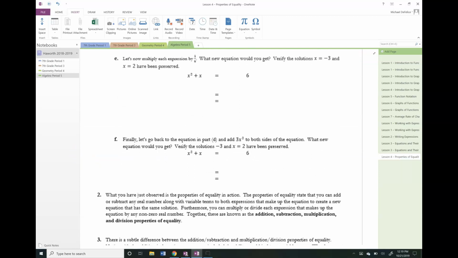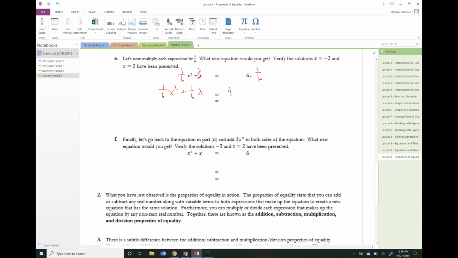All right, we're next going to check, how about multiplying? Now, what's different about multiplying an equation is every single term that makes up the equation has to be multiplied by that amount. So if I want to multiply this equation by 1/6, every term is going to get multiplied by 1/6. That's going to make the new equation 1/6 x squared plus 1/6 x equals 1.